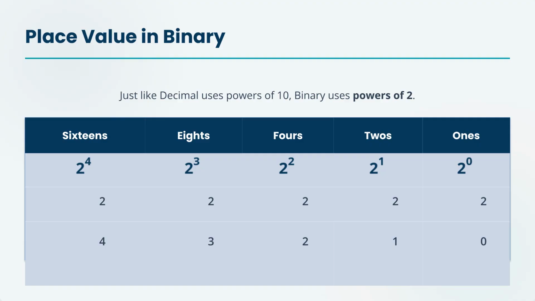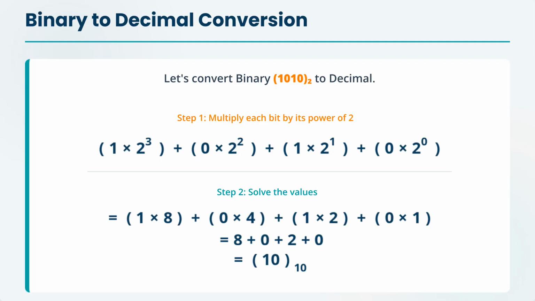Just as the decimal system uses powers of 10, binary uses powers of 2 for place values. This table illustrates the place value starting from the rightmost digit, representing 2^0, 2^1, 2^2, and so on. To convert binary to decimal, we use the place value concept. For example, converting 1010 base 2 to decimal involves multiplying each bit by its corresponding power of 2, then summing the values, resulting in 10 base 10.